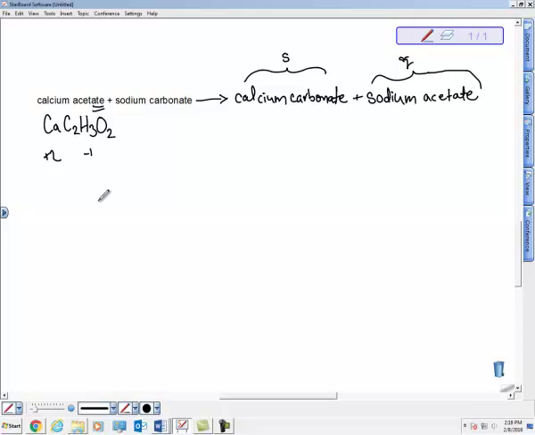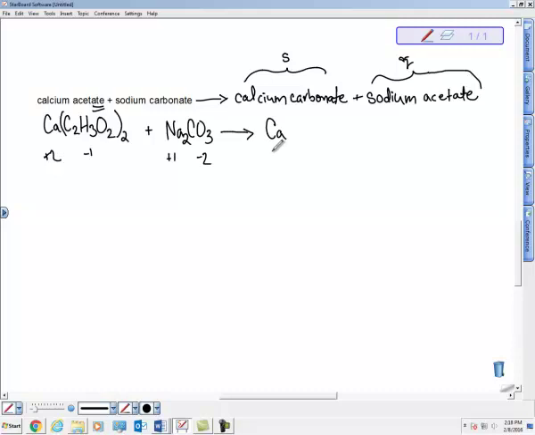Acetate is a huge polyatomic ion, and if you need more than one, you've got to use some parentheses. Alright, sodium, Na, carbonate, CO3. Check charges. +1 and -2. Yeah, so we've got to fix that up. Na2CO3. Keep going.